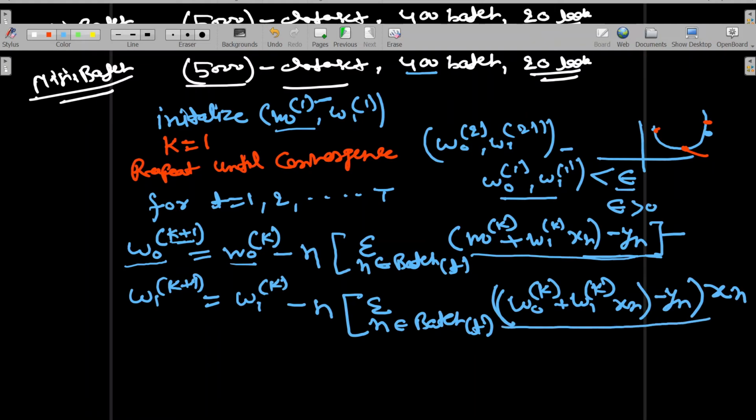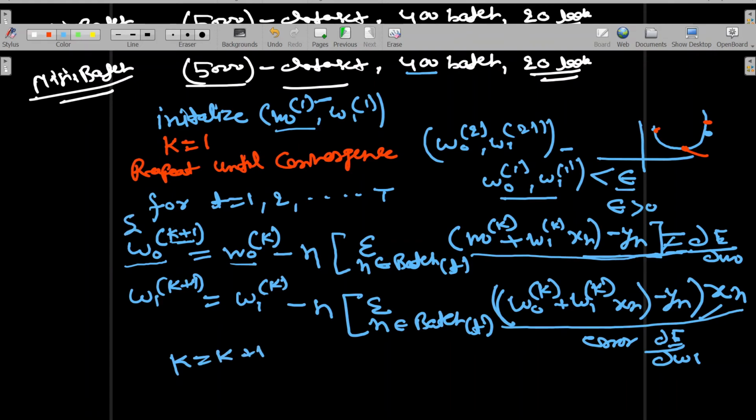So this is the partial derivative of the error function with respect to w1, and this is the partial derivative of the error function with respect to w0. Then you get this one, and if you do this, you get this one. Then you just increment k to k plus 1 and close the loop, and whatever w0 and w1 come out, you just return them. So I hope you have understood it.